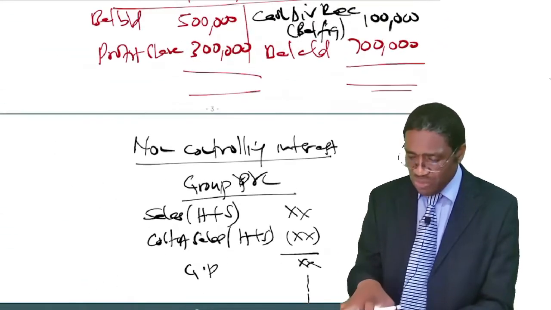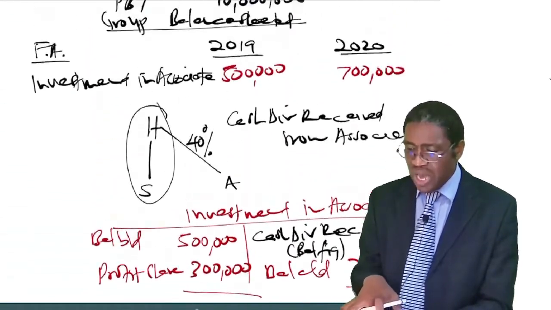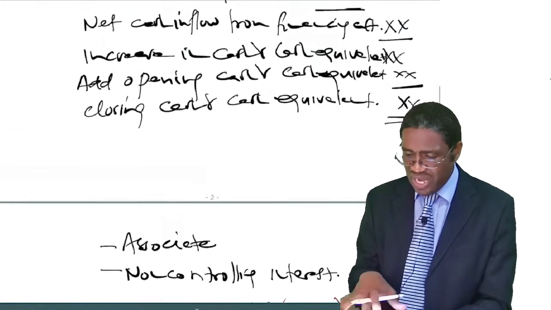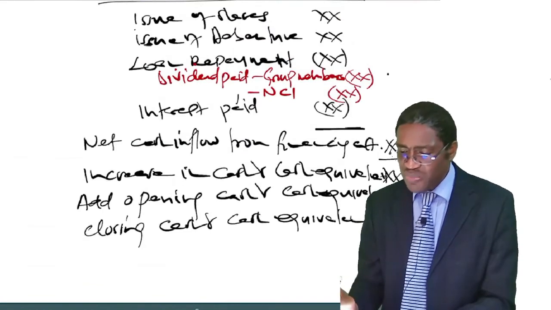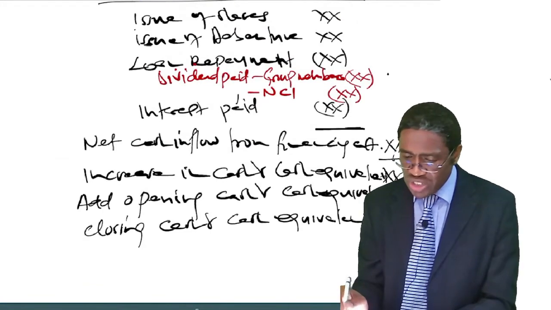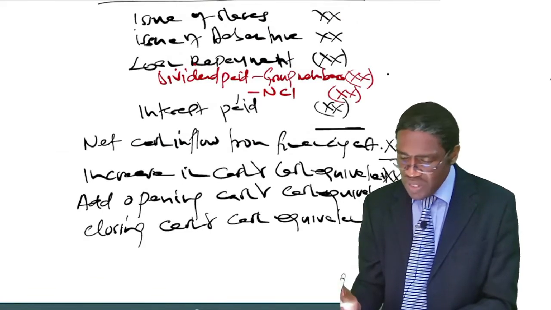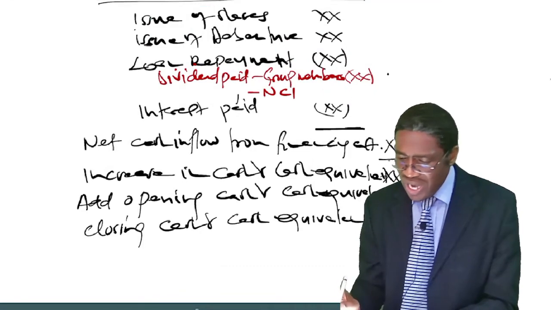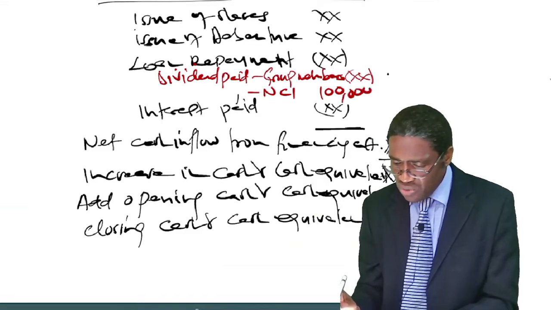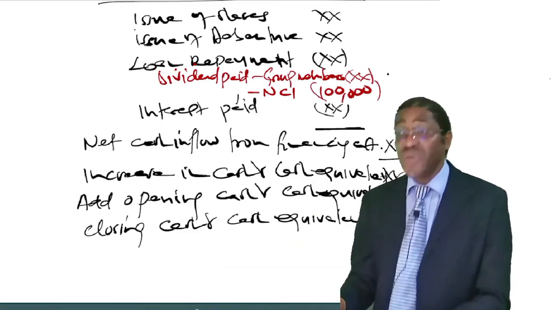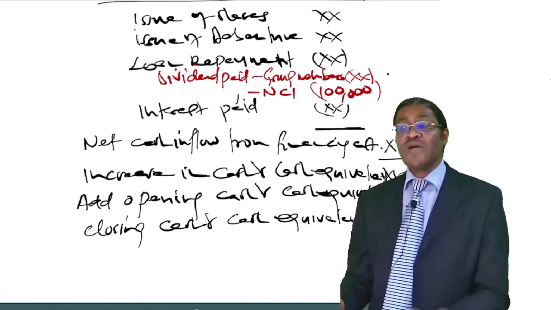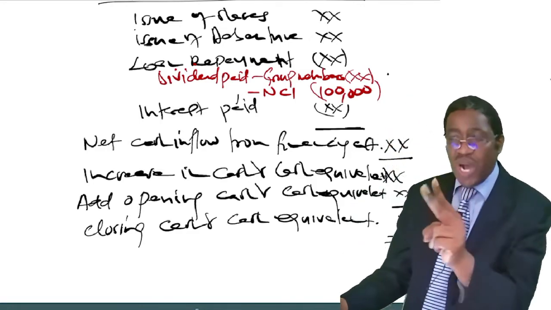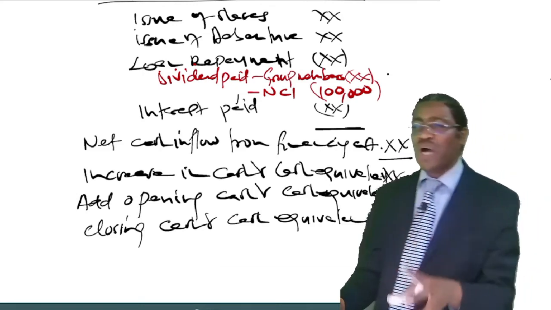So in your cash flow statement, among the financing activity items, you will have cash dividends paid to the non-controlling shareholders. This will now amount to 100,000. That will now amount to 100,000, and you are paying them. That is it.